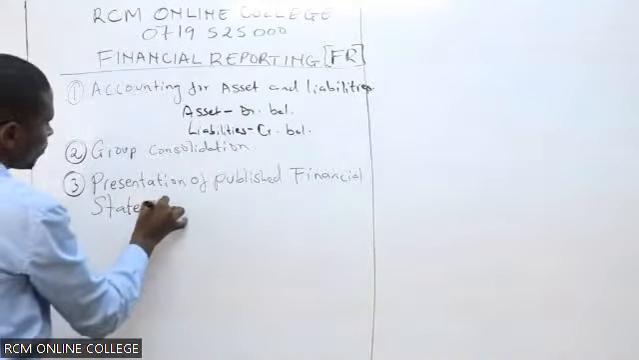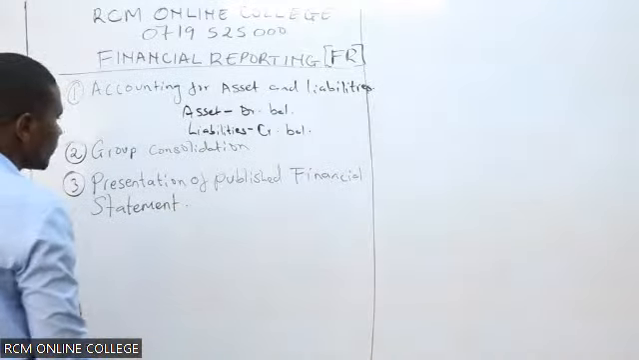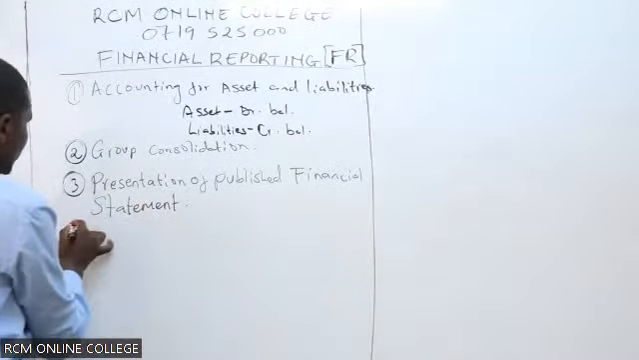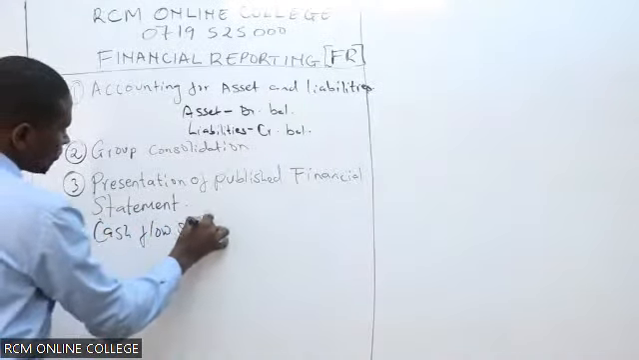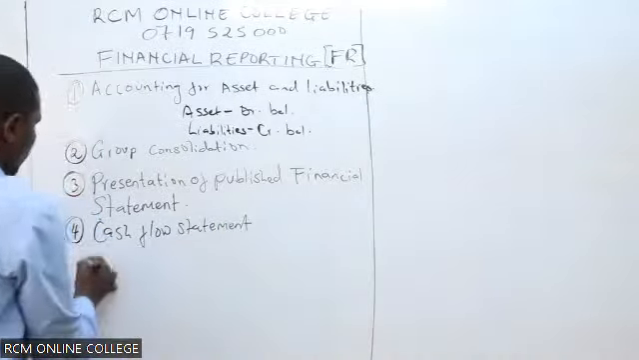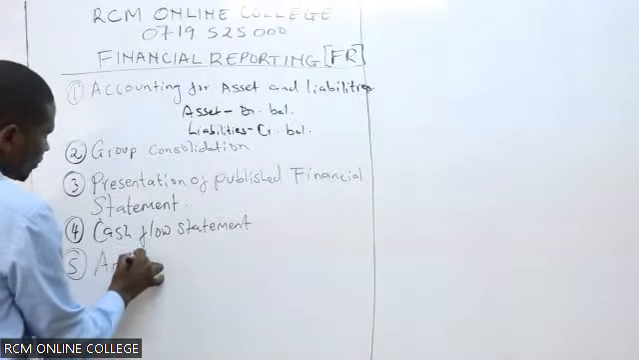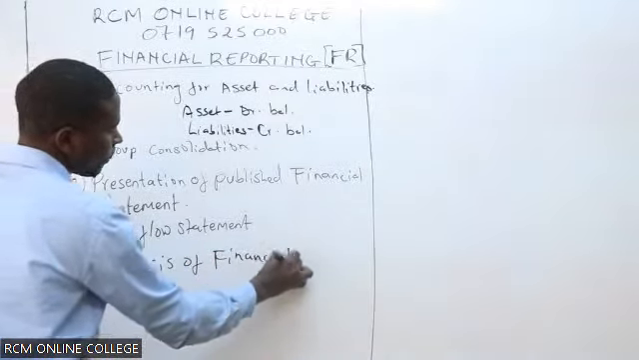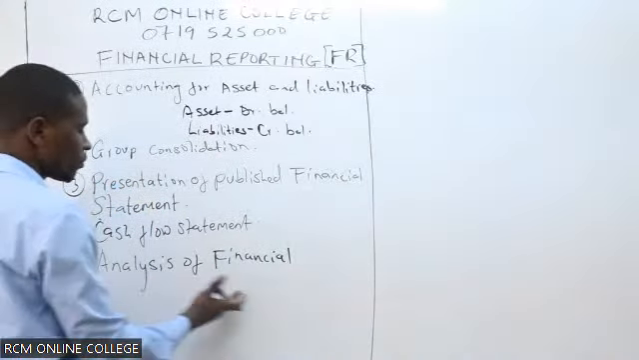Now this is for all the listed companies. It's mandatory for them to prepare published financial statements. So we shall see how they present that. Then we shall look at the cash flow statement. I'm not arranging this in order. Analysis of financial statements. When somebody asks you why we call it financial reporting and analysis, it's because of this topic.